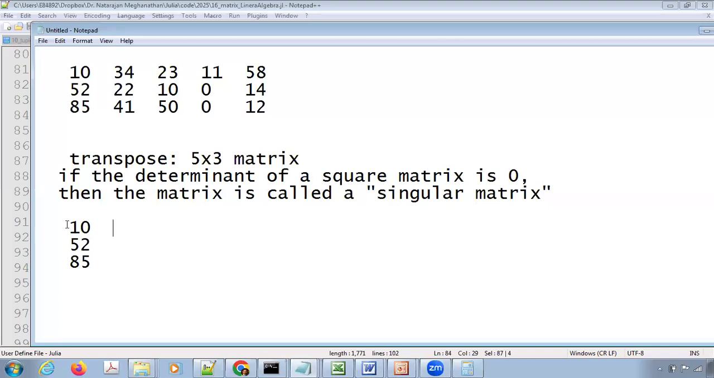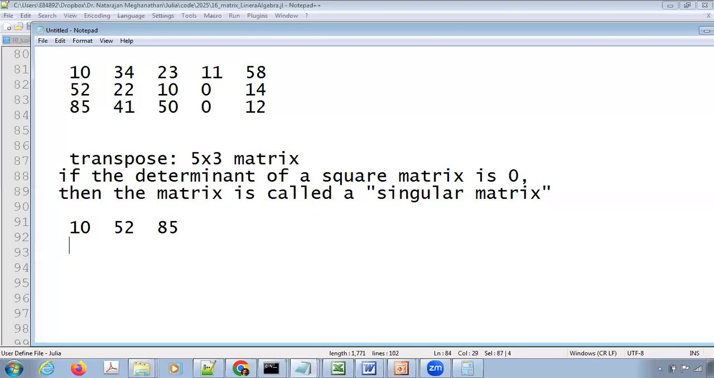Oh, sorry. Let me look at this way. I want to get the first row, right? So the first row will be this way. The first row will be the first column of the original matrix. So the first column written row-wise. So that's this. This is the first row of the transpose.